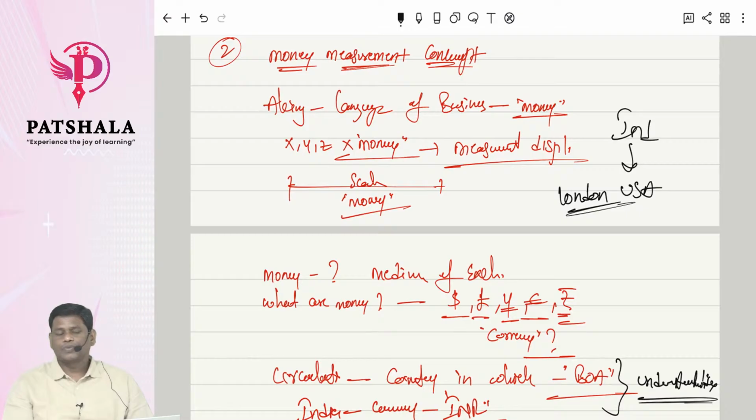Next point. Money is a medium of exchange and standard economic value.